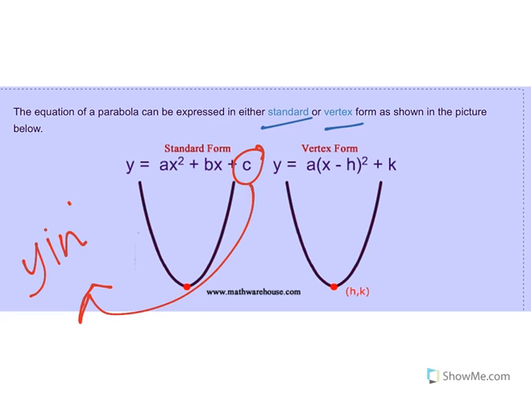Standard form is important because the c represents the y-intercept. So that's the best representation for how you get the y-intercept, using the standard form.